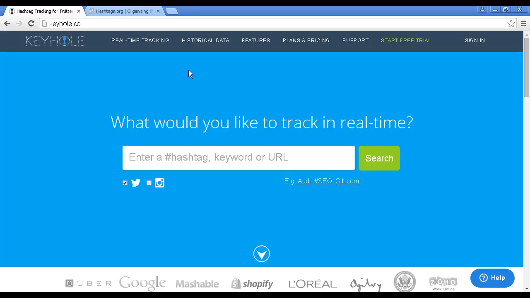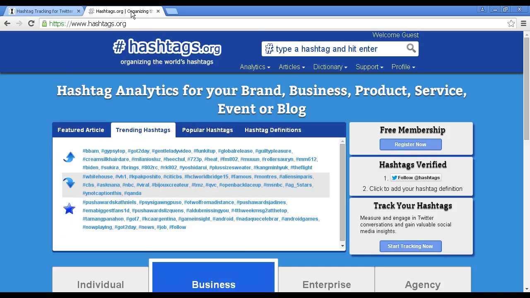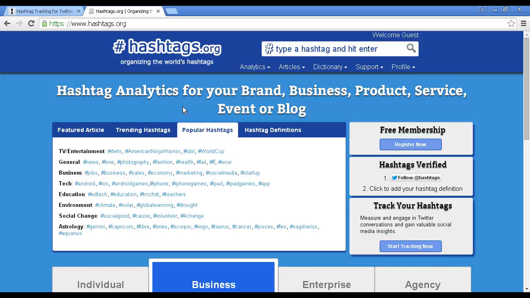There are a couple of services which you can use to help keep track of hashtags and to analyze them and so on. They're both paid for services, but they are certainly worth the money. The first one is Keyhole, which you can find here at keyhole.co. And the other one here is hashtags.org. And as it says here, it's hashtag analytics for your brand, business, product, service, event, or blogs. And it gives you a lot of information about each service here on the site.